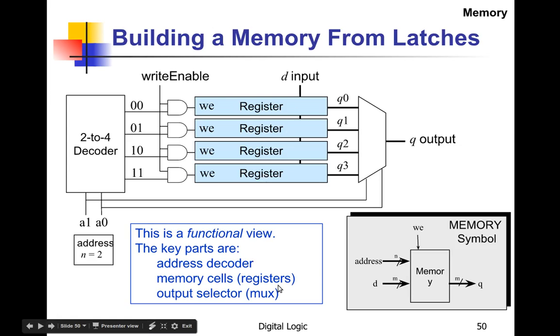So this is kind of a functional view of a memory location, and it basically has the same diagram that we looked at last time. Notice if there are 2 bits here, there are 2 to the 2, or 4, register locations here. So basically you get 2 to the n memory locations. Each of those memory locations handles m bits here.